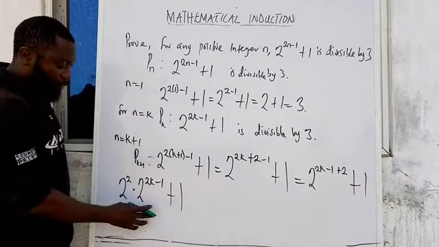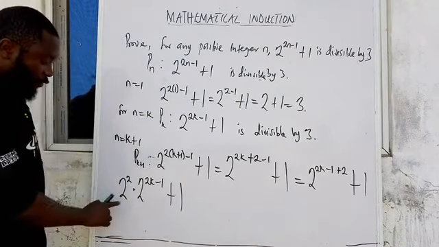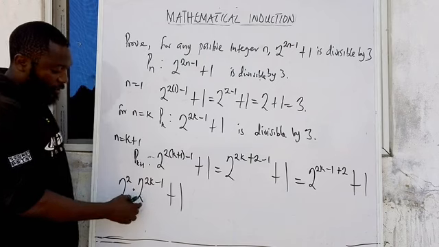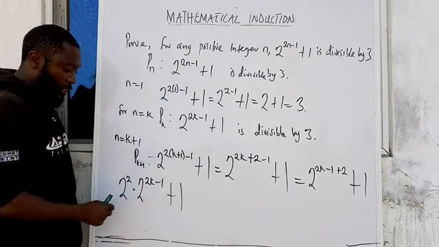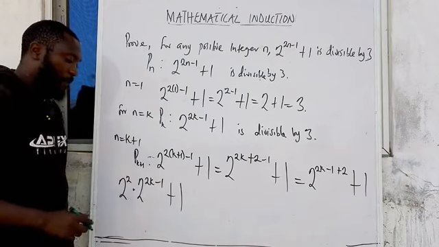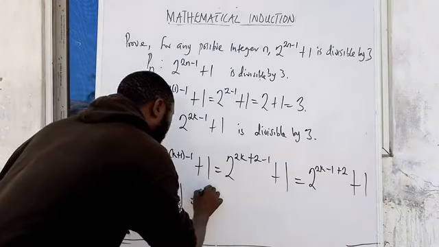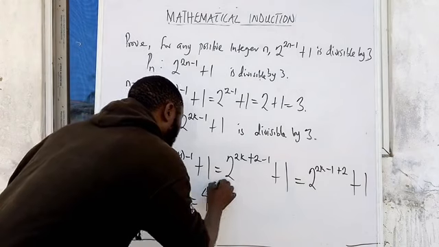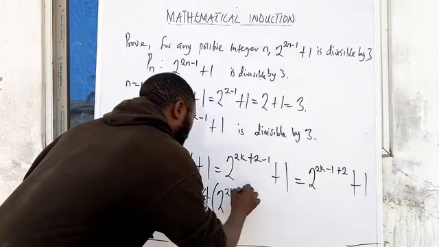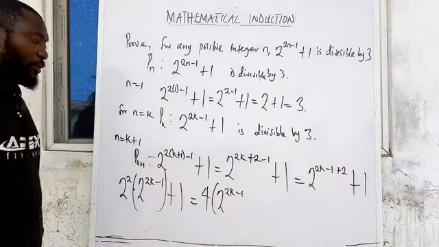Despite this, we cannot say these are similar. They are not yet similar because these two multiply this. But to make this look like this, I will need to introduce 1 to this one. How do we do that again? It's very simple. This 2 raised to the power of 2 is 4. So I will write this as 4 bracket 2 raised to the power of 2k minus 1. Ordinarily, you can write this as this. You can still put your bracket.